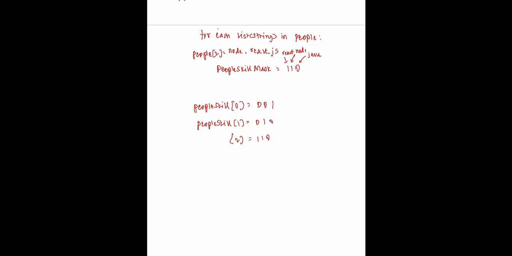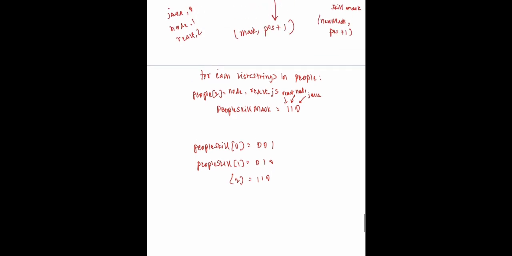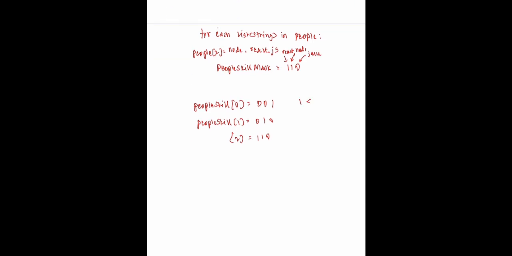So if you see, for each skill the person has, the people skill mask for that has been left shifted to that position. What do I mean by that? Java equal to zero, Java was the 0th position skill. So what I did was 1 left shifted 0 times. Node was at position 1, so I left shifted 1 by 1. And in this third case, I first saw that Node exists in their skill set.